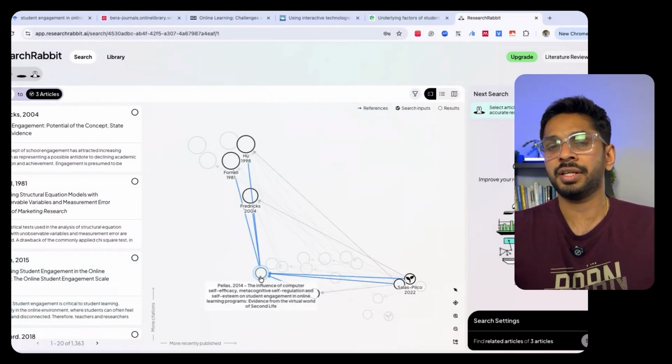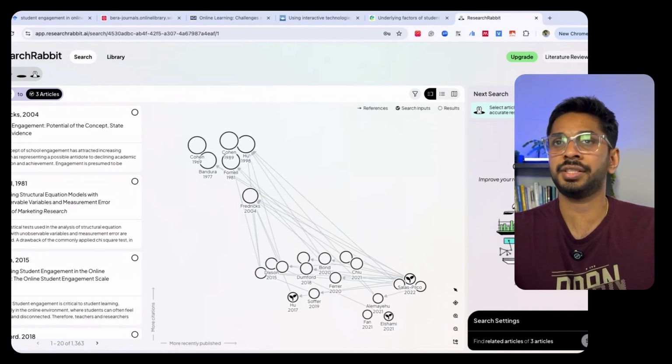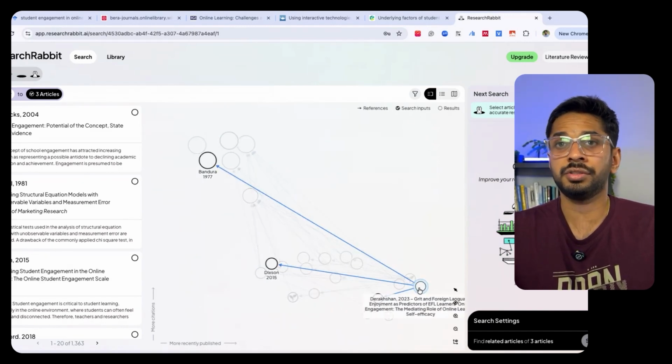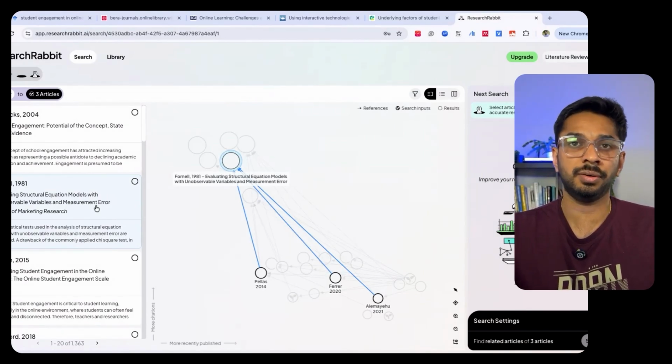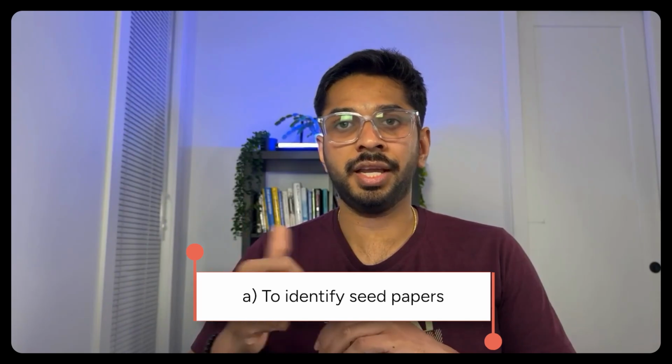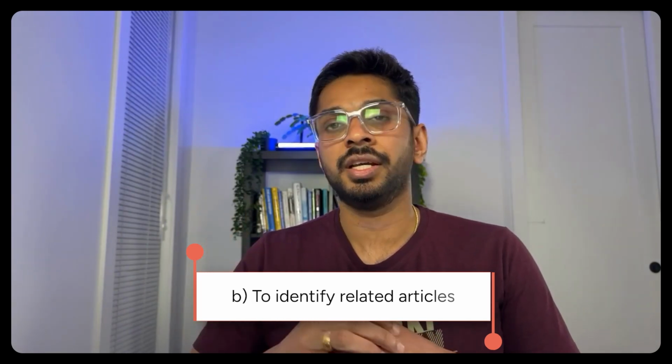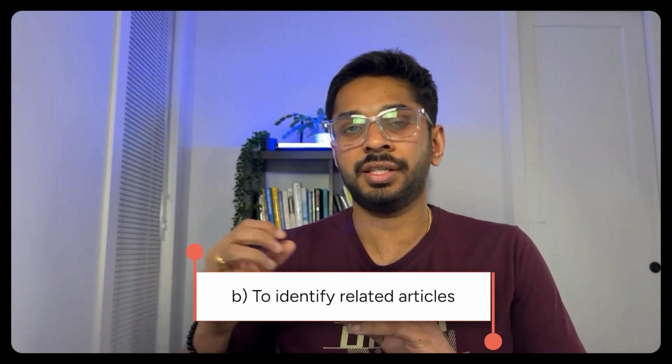From here, you can start saving those papers in the form of a collection inside this tool, or you could just make a note of this, go search that on Google Scholar, and start downloading the papers. So this whole exercise that we're doing right now is, A, to identify seed papers, and B, to identify related articles that are more relevant and also relatively cited by other articles. In this way, it becomes much faster to discover papers and also understand the entire research landscape.